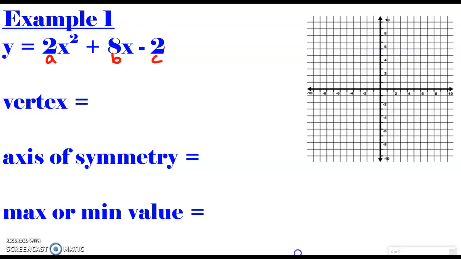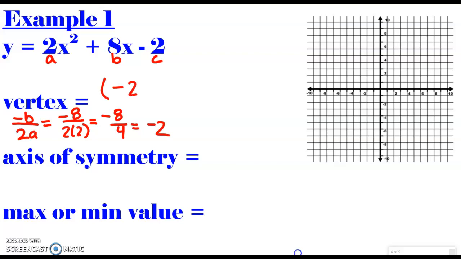To find the x-coordinate of the vertex, we would do negative b over 2a. So that would be negative 8 over 2 times 2, which is negative 8 over 4, which is negative 2. So the x-coordinate of the vertex is negative 2.